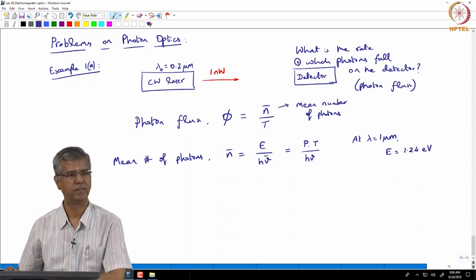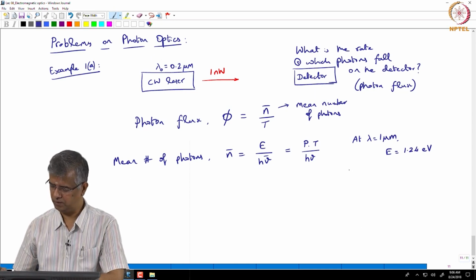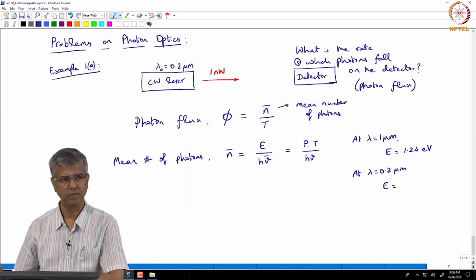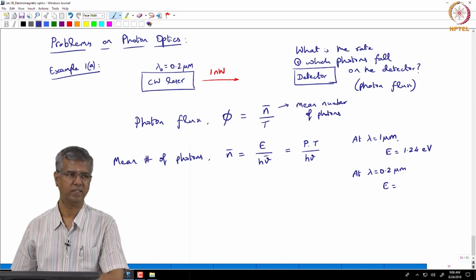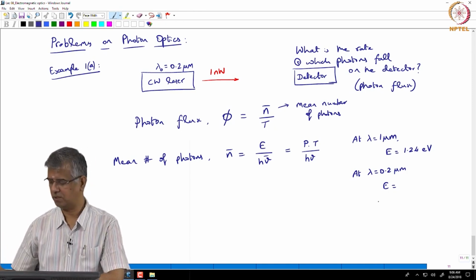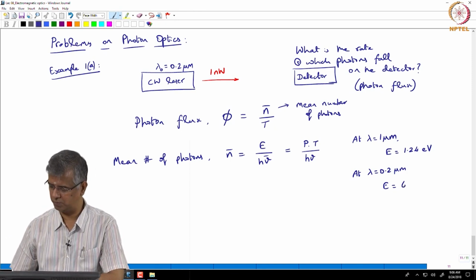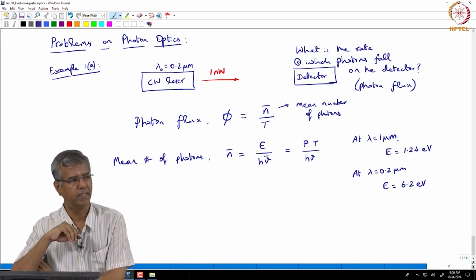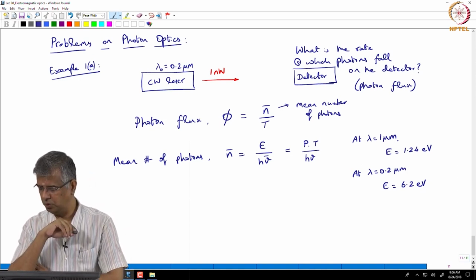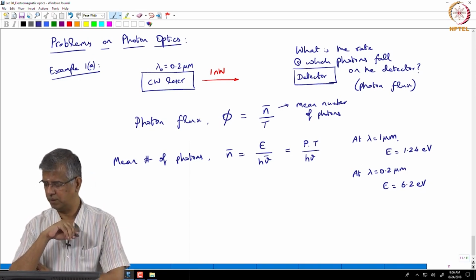Electron volt, right. So, you are asked to figure out the energy of a photon at lambda equal to 0.2 micron. What would this energy be? So, it is 5 times lower wavelength. So, the energy should be 5 times higher, right. So, 5 times 1.24, that would correspond to 6.2 electron volt, right. So, lambda at 0.2 micron is 6.2 electron volt.